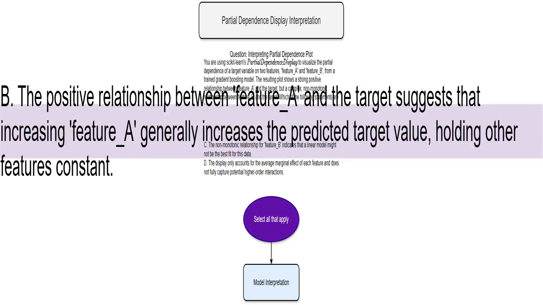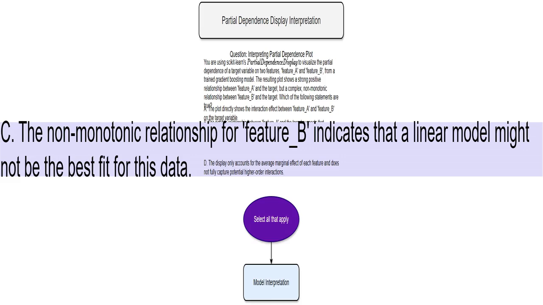This statement is correct. A positive relationship directly means that as feature_A increases, the prediction increases, assuming all other features remain unchanged. This is also correct. A non-monotonic relationship, up and down curve, suggests a nonlinear relationship. A simple straight line won't capture that pattern. Therefore, a nonlinear model is more appropriate.